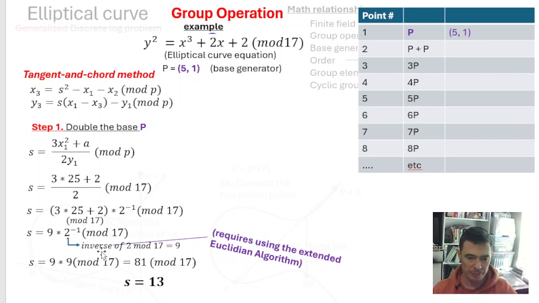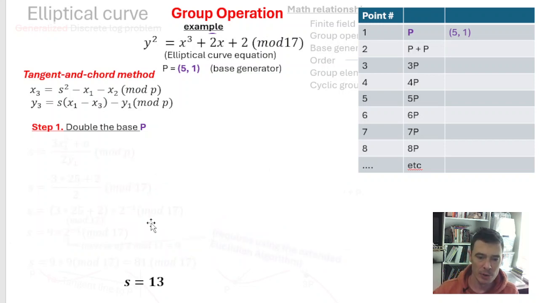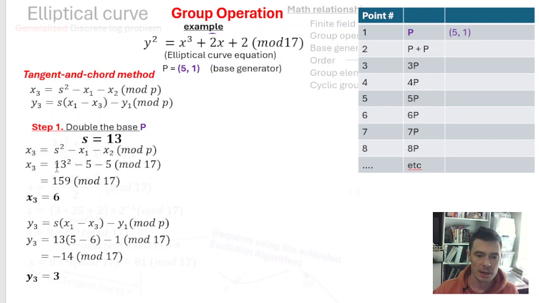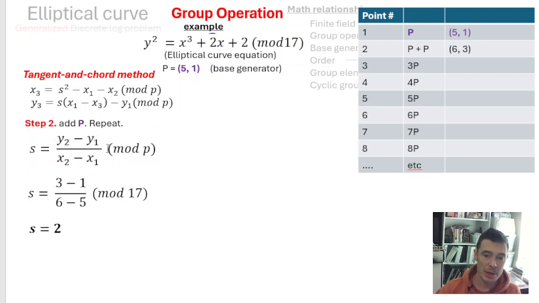So these steps are not necessarily straightforward to follow, but for now, just know that the answer to S for this is 13. And once you know your S of 13, you plug it into your equations and you get your new X value, your new Y value. This is your P plus P. This is your point, 6,3. So you just did a bunch of math and you arrived at a point 6,3. So now we go to step two. We're going to take 6,3 and we're going to add P. So we're going to add 5,1 and 6,3 to get 3P.